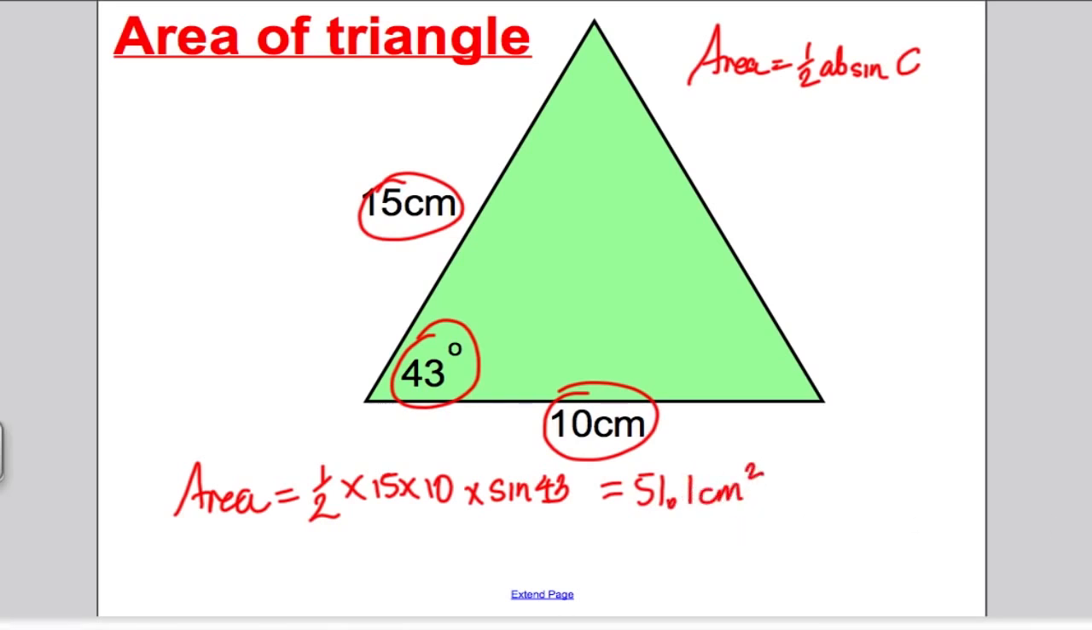Okay, I've got one on the next page for you. Have a go, check you can get the right answer, and check it against my work in 10 seconds. Here we go.